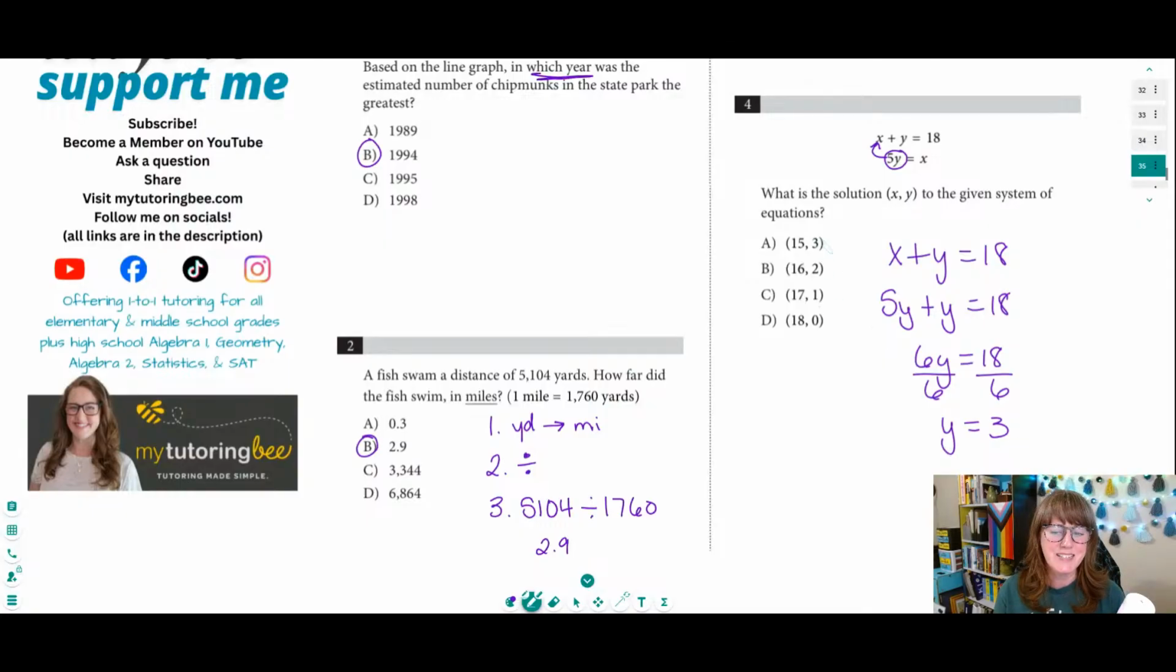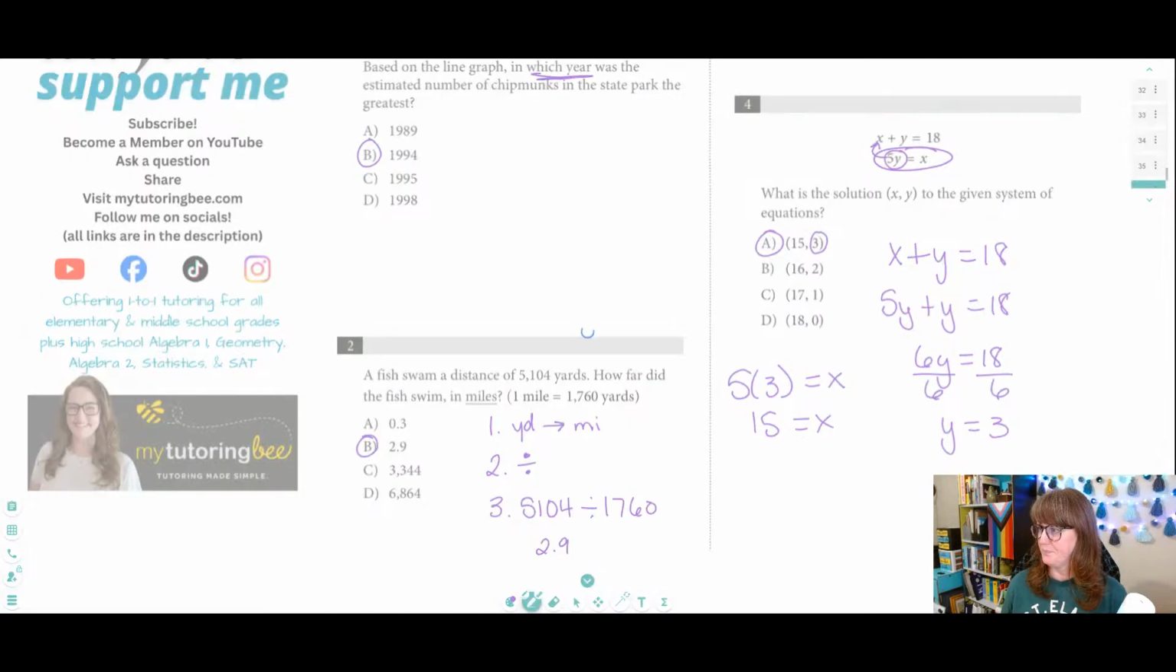Looking at our answer choices, this is the only one with 3 as the y value. So I'm pretty sure that's going to be the correct answer, but I'm going to go ahead and solve for x as well. You can put in either of these equations. I'm going to choose the second equation and substitute in 3 for y, because now I know that y equals 3. And 5 times 3 is 15. So now 15 does equal x, and that does match up with this solution right here. All right, cool.